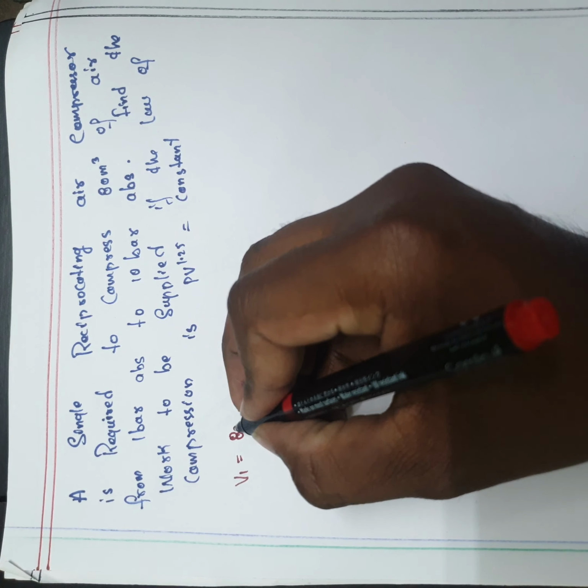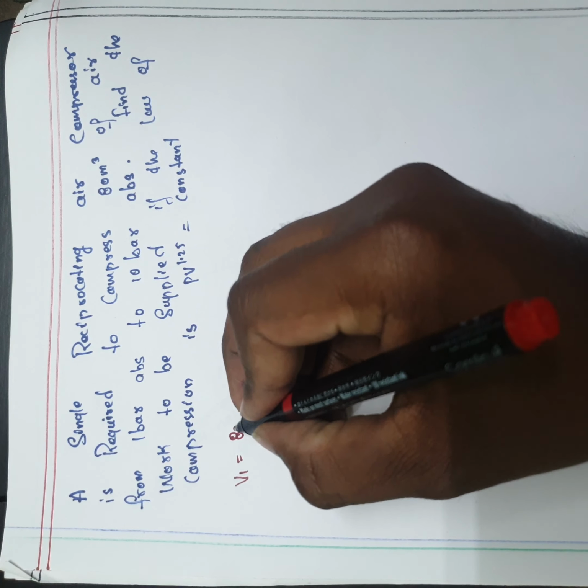So here a simple problem is given. What is given in this problem? A single acting air compressor is required to compress. Volume is given, first numerical data. Pressure 1 is given, and whenever pressure is given you have to convert it into kilonewton per meter square. Pressure 2 is given, convert it also. After that, n is given.